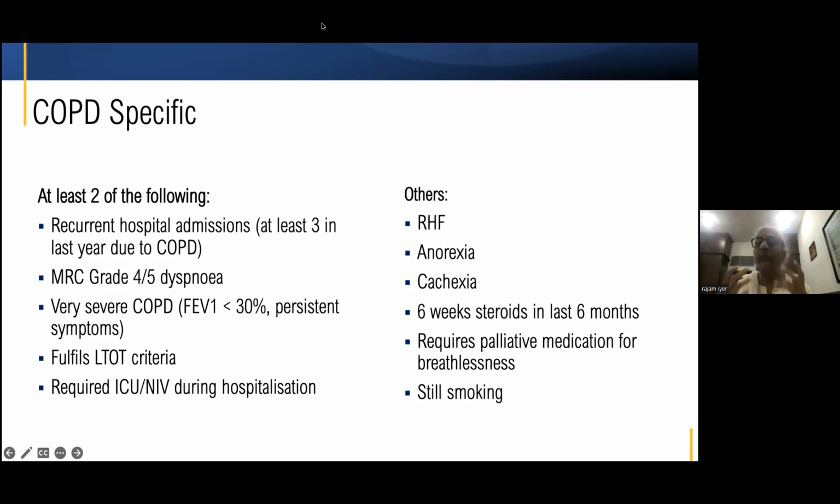So we need to start talking about his beliefs, his desires, his understanding of the condition, the futility of aggressive treatment, and offer him what is in his best interest. Any questions?